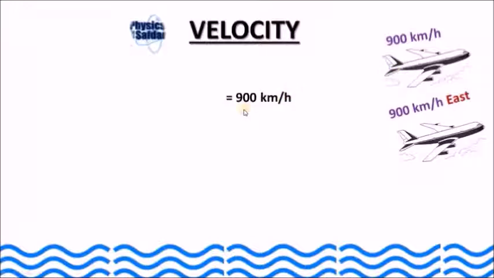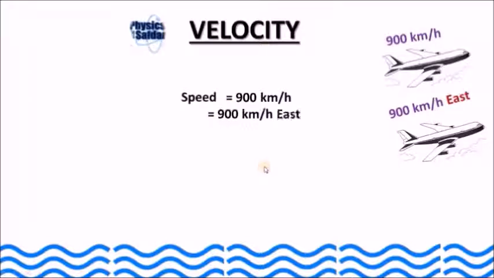900 kilometer per hour. What does it mean? Kilometer is the unit of distance. Hour is used for the time. So here we have distance divided by time, and that is equals to speed. So for the first aircraft, it was moving 900 kilometer per hour. Move on to the next one.